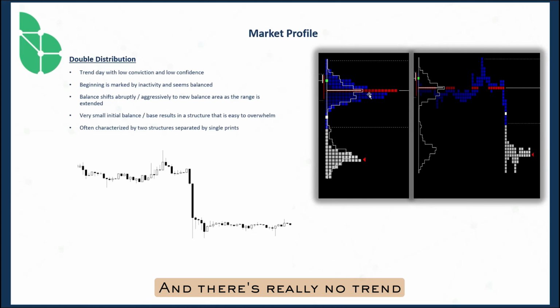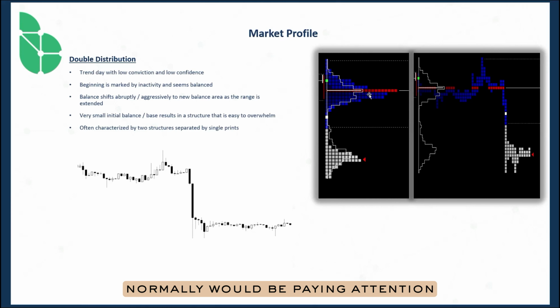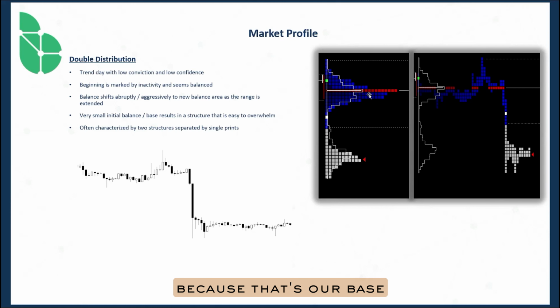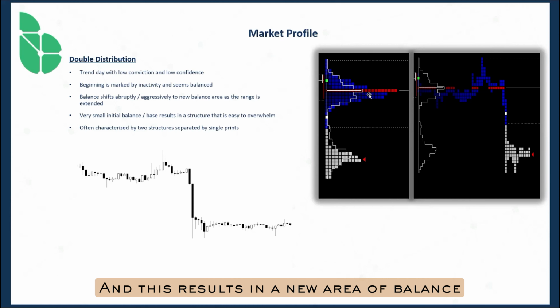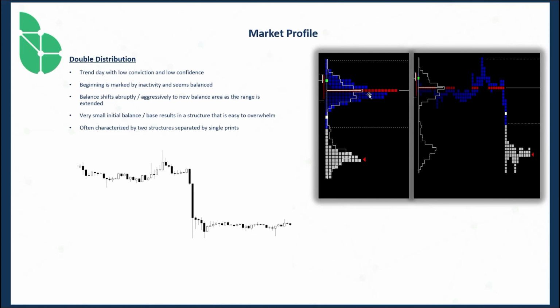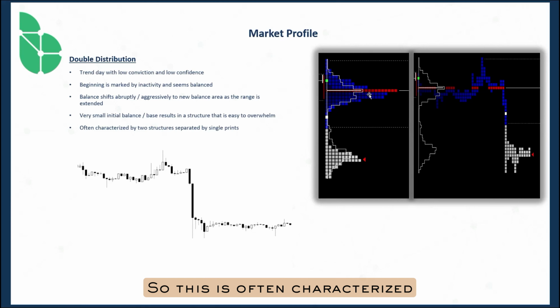And there's really no trend. There's really no series of lower highs and lower lows in this case. It's a very swift, aggressive move. So that small initial balance, normally we'd be paying attention to that in traditional markets because that's our base. We are abruptly moved out of this really narrow base, and this results in a new area of balance to be determined. This is often described as two balance profiles separated by single prints.